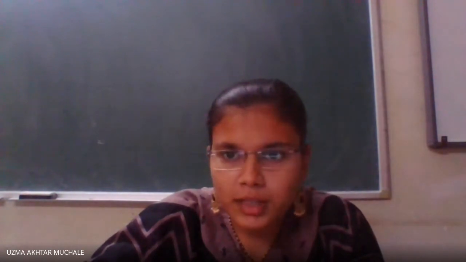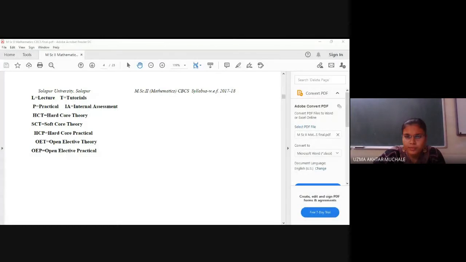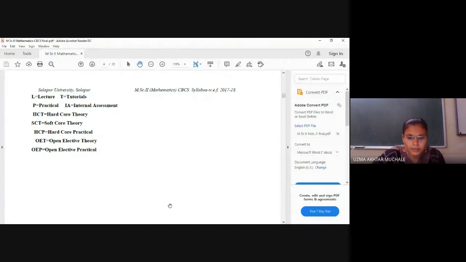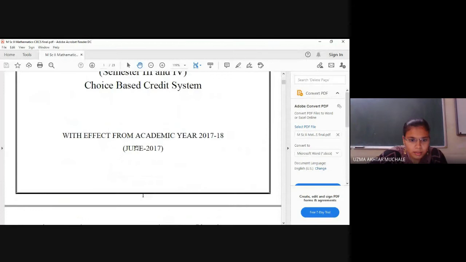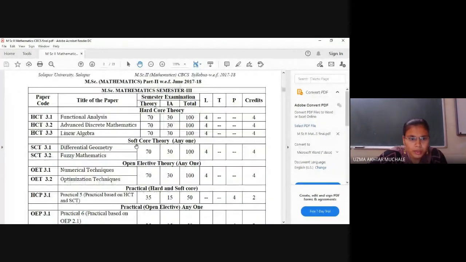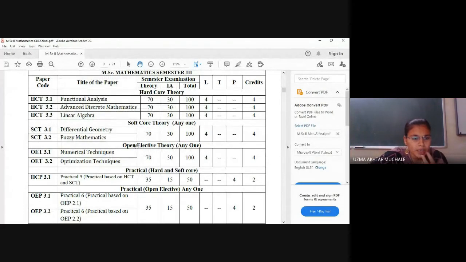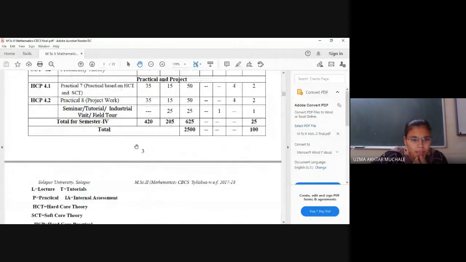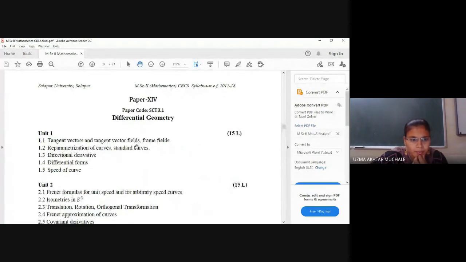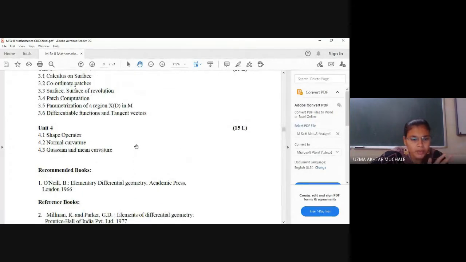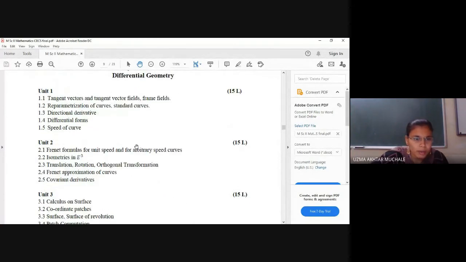I hope this copy is with every student, because the syllabus should be there with you. Okay. Functional analysis, linear algebra, differential geometry. So this is a soft core paper, and we'll go directly to differential geometry. What we have is shape operator, normal curvature, and Gaussian and mean curvature in unit 4. So let us go one by one through what we have seen. Is the screen visible for everyone? Differential geometry syllabus. Yes, ma'am.